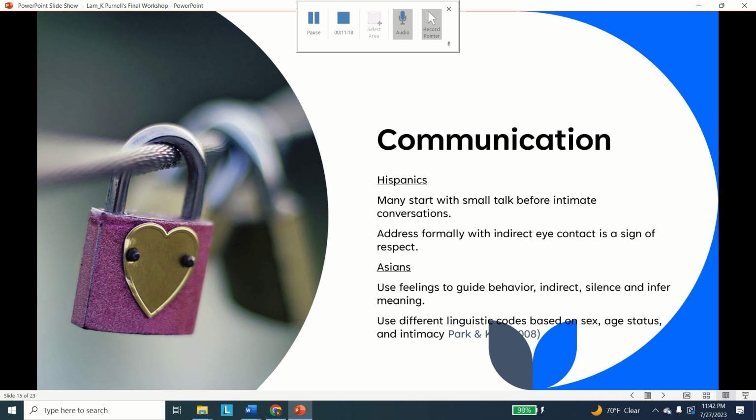Communication styles. Many Hispanics like to start off with small talk before they get into intimate conversations. Addressing them formally, with indirect contact, is a sign of respect. For Asians, the use of feeling to guide behaviors, indirect silence, and inferred meaning. They also use different linguistic codes based on sex, age, status, and intimacy. And so for the Asian group, silence sometimes may also be a form of communication.